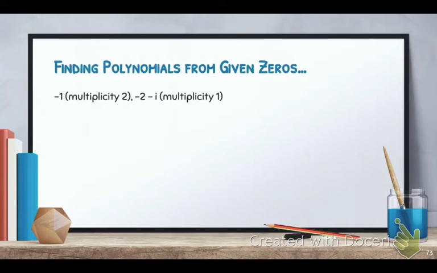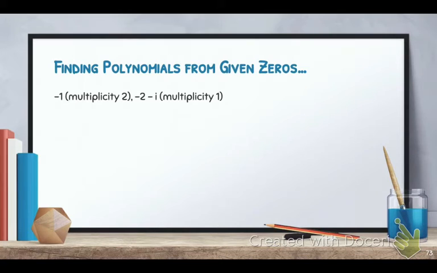So here they are asking us to find a polynomial given zeros, and they're giving us the zeros in terms of multiplicity. So don't let that throw you off. Multiplicity just means that that zero is repeating itself more than once, right? So we see here that -1 has a multiplicity of 2.